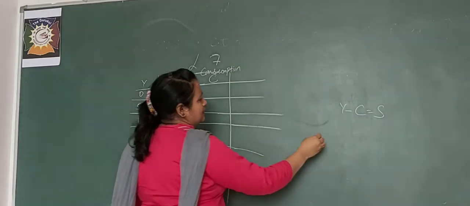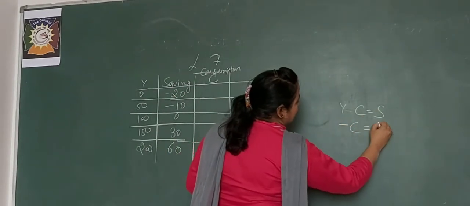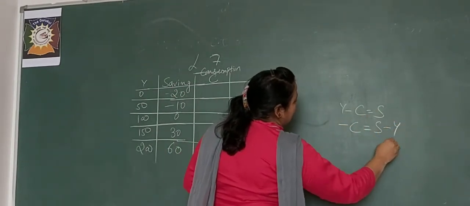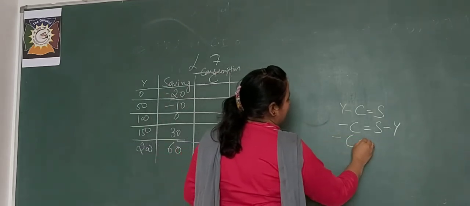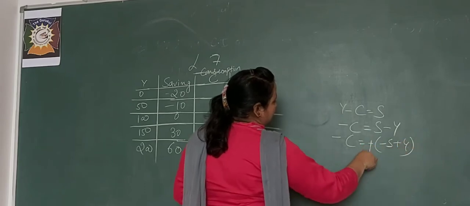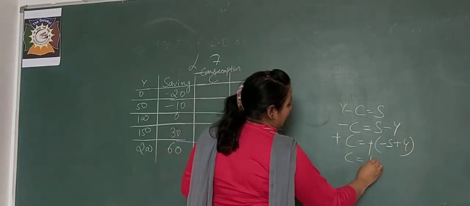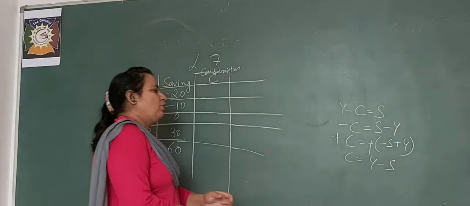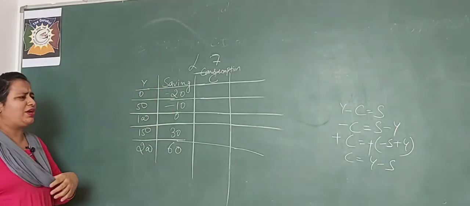Consumption formula: this is minus, this is S, Y will be minus. What I will do, I can make it in a mathematical way, that is, it means Y minus S. What it will be, Y minus S. You can write simply also.